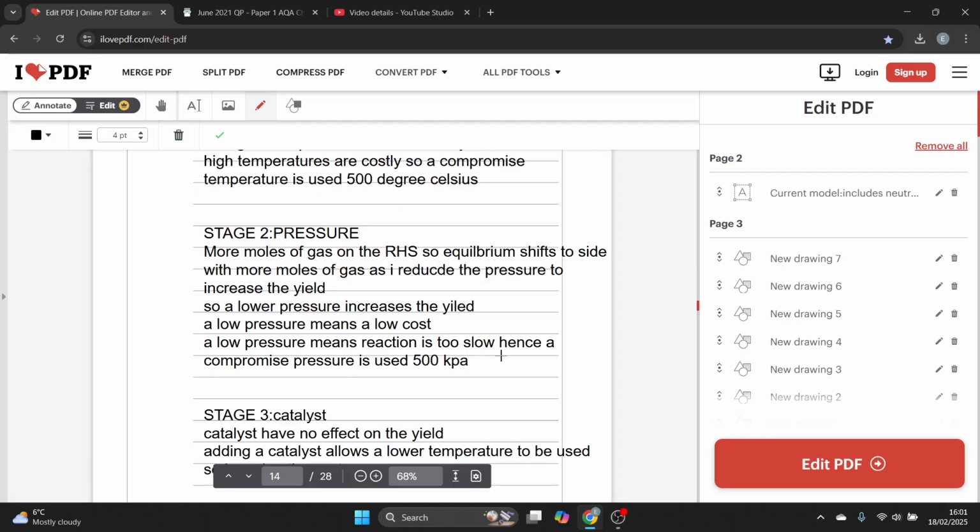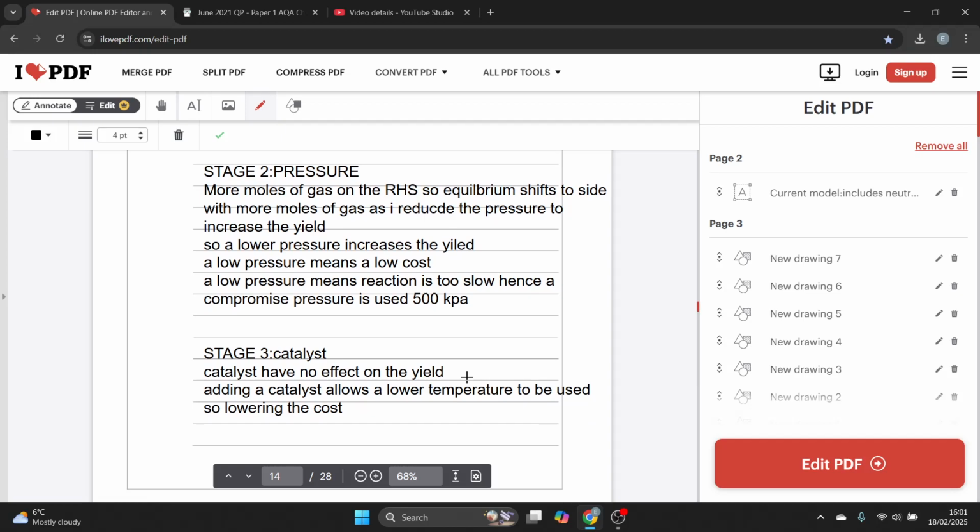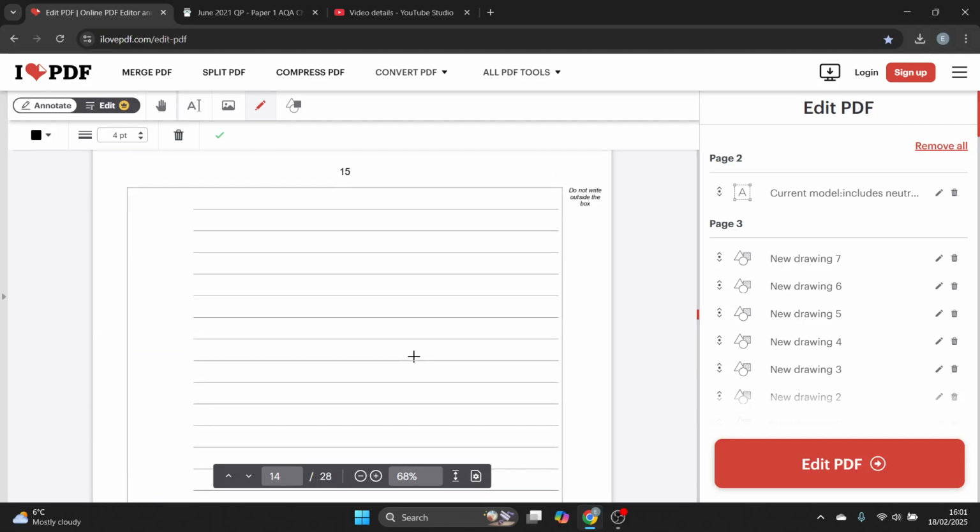Low pressure means low cost. However, low pressure means the reaction can take too long. It might take a couple of days instead of a couple of hours or a couple of weeks, I don't know. So a compromise pressure is used. Catalysts have no effect on the equilibrium yield. Adding a catalyst, however, will allow a lower temperature to be used, so lowering the cost.